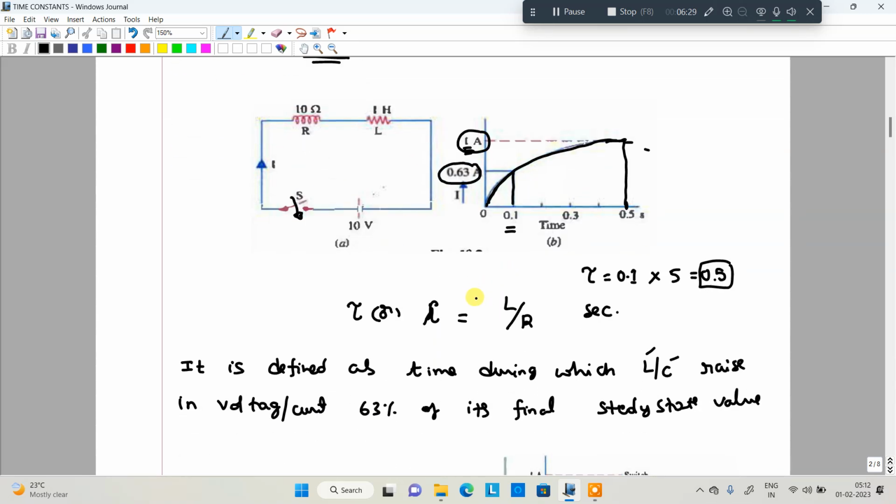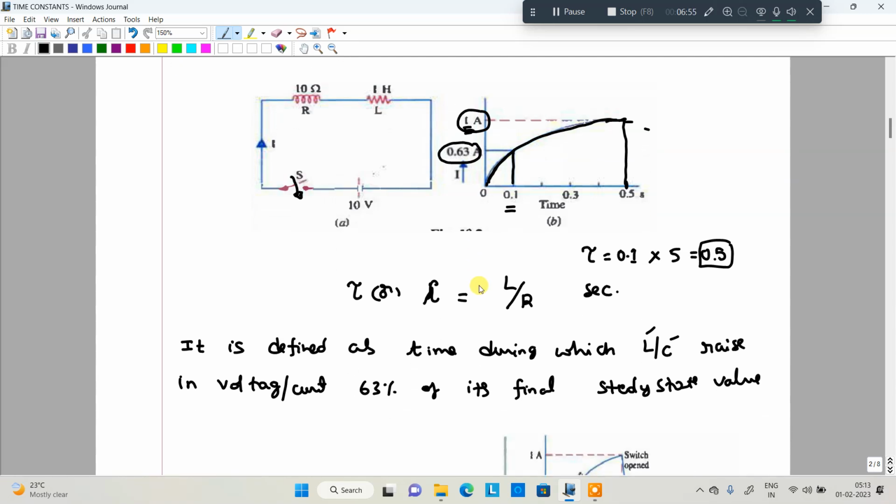The time constant means whenever the current or voltage is raised to 63% of the final steady state value, then it is called a time constant. How many time constants will any circuit take to reach the maximum value? 5 time constants. Very, very important. At 5 time constants, any circuit reaches the steady state value. So that's your time constant.